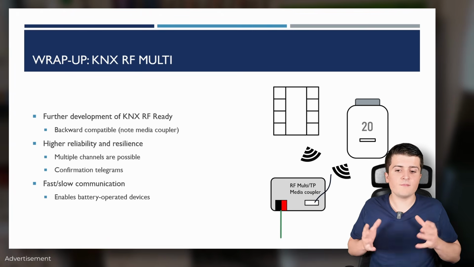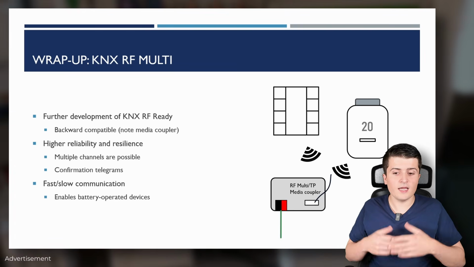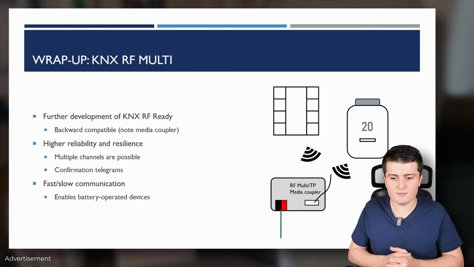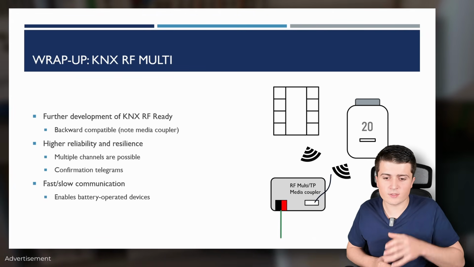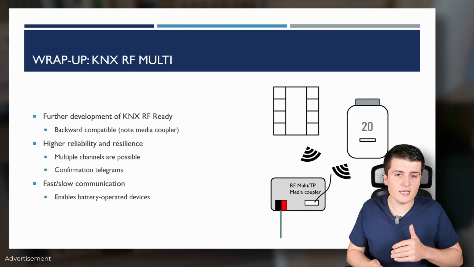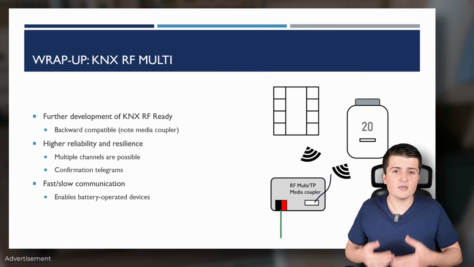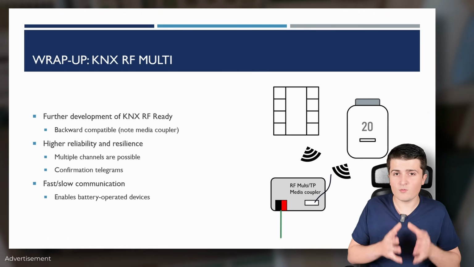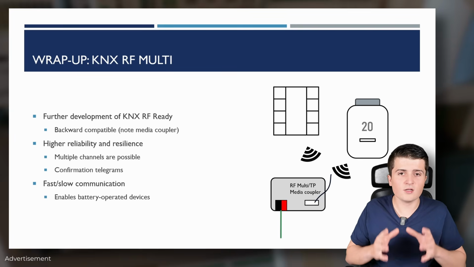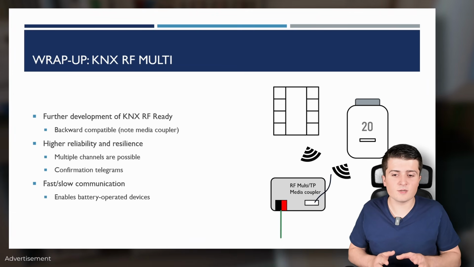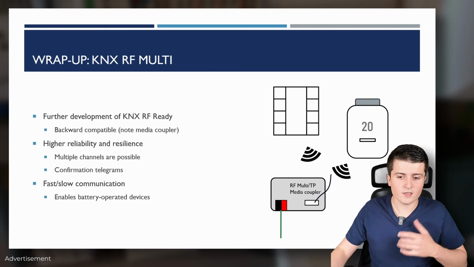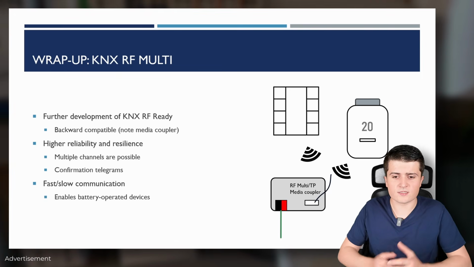What is then KNX RF Multi for, or what are its advantages? Well, KNX RF Multi mainly brings a higher reliability, acknowledgements and confirmations for telegrams, multi-channel operation, so not only communication on one frequency, and in combination of these three advantages, the support for battery-powered devices with a longer lifetime. So let us take a look at each of those points, and don't worry, I'll keep the explanation as simple as possible. So first of all, multiple frequencies.